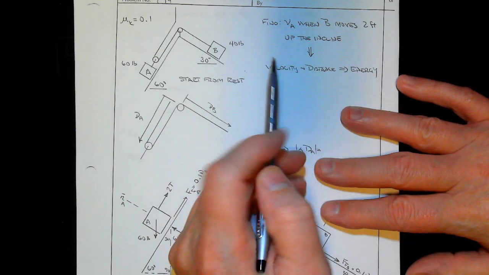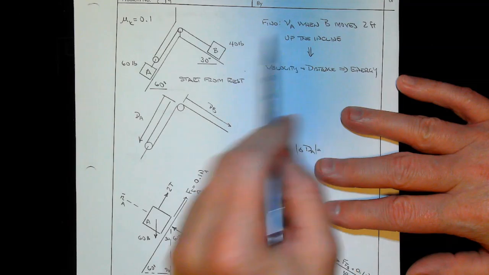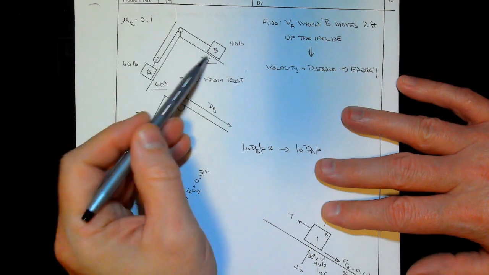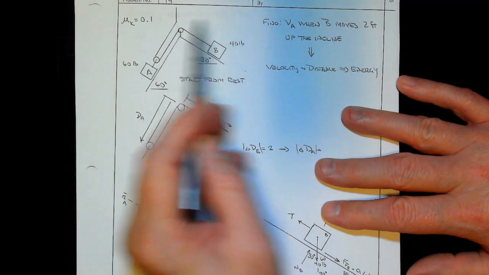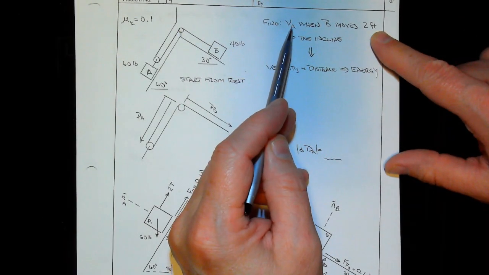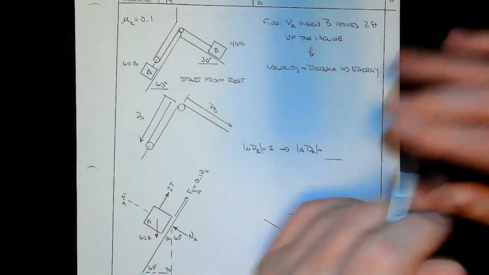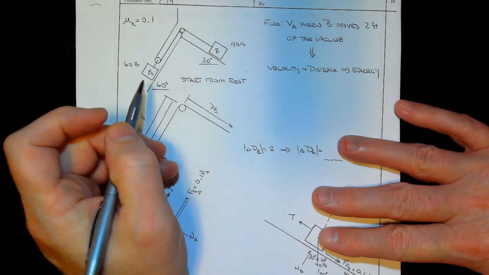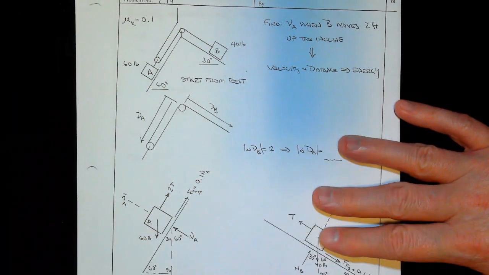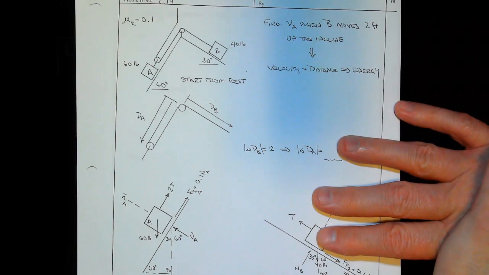It says right here, find the velocity of A when B moves 2 feet up the ramp. So again, we're seeing velocity and distance. That is a clue to you having an energy problem. So, and we say that here. So we want to start knocking this one off.